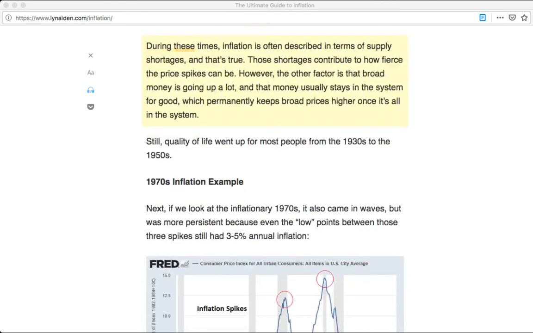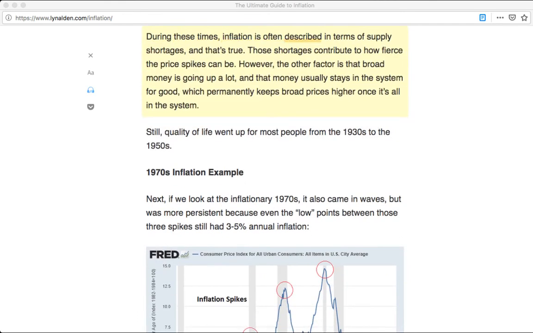During these times, inflation is often described in terms of supply shortages, and that's true. Those shortages contribute to how fierce the price spikes can be. However, the other factor is that broad money is going up a lot, and that money usually stays in the system for good, which permanently keeps broad prices higher once it's all in the system. Still, quality of life went up for most people from the 1930s to the 1950s.